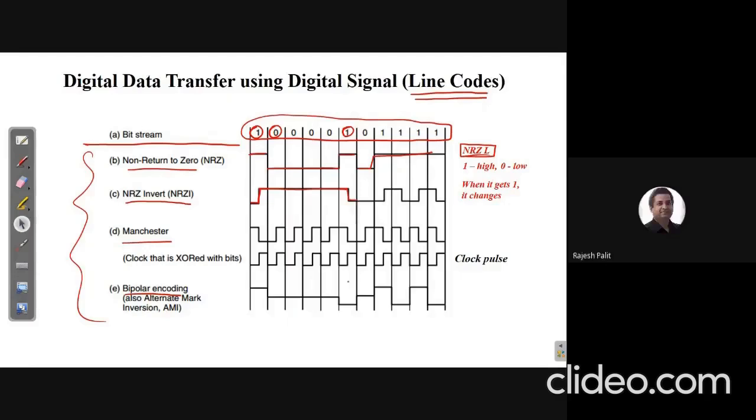Then the third one is the Manchester encoding. It uses a clock pulse. You see it is a similar pulse all the time. When you need to send 1, you just invert the clock pulse, the opposite of the clock pulse. When you need to send 0, you send the clock pulse. Very simple. If it is 1, you send the inverse of the clock pulse. If it is 0, you send the clock pulse.